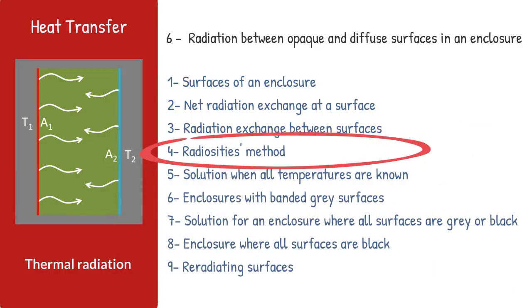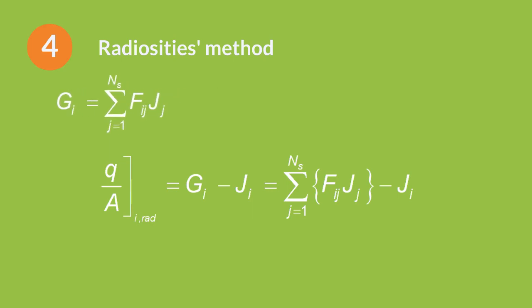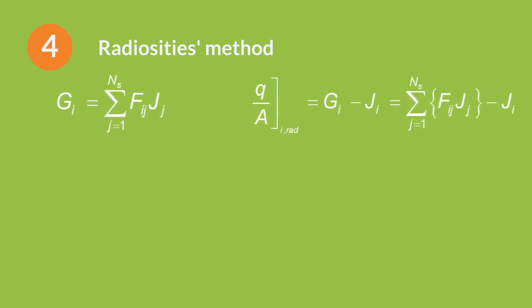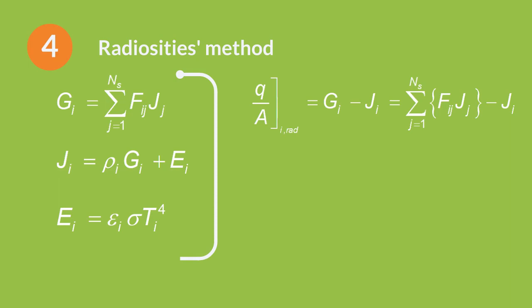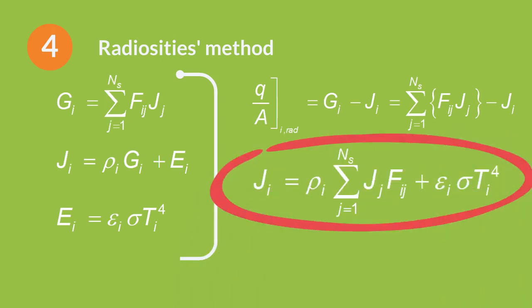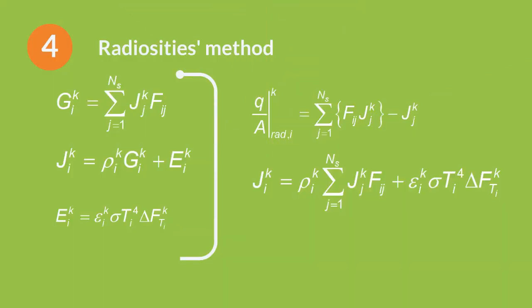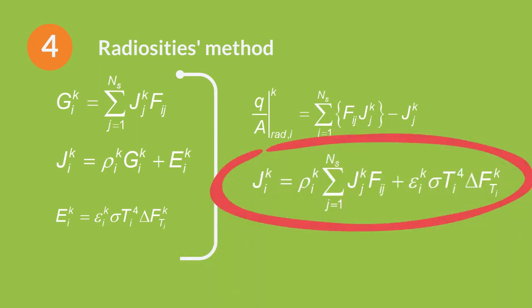Radiosities method. With these equations we do not have enough to solve the problem. Let us recall the definition of radiosity. It is the sum of the reflected and emitted radiation, and that of the emissive power. Combining these equations, we arrive at an equation where we only have radiosities and temperatures. The mathematical model of the balance of an enclosure is a system of algebraic equations, one for each surface. If we work by bands, there will be a system of equations for each band of the spectrum.